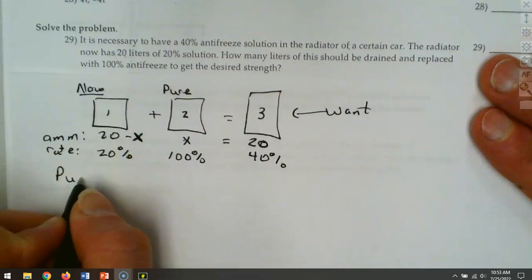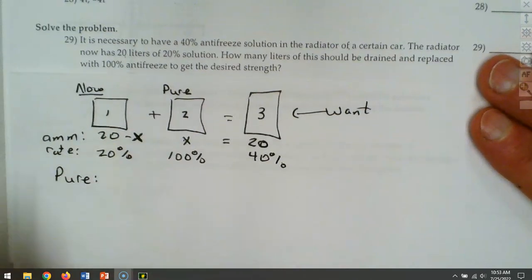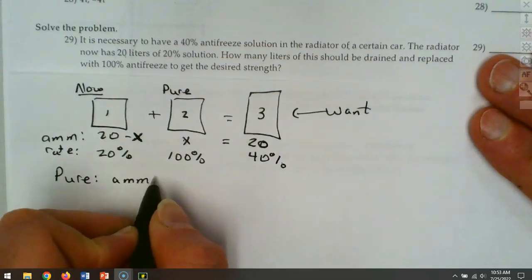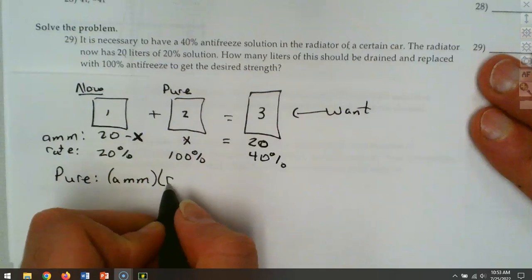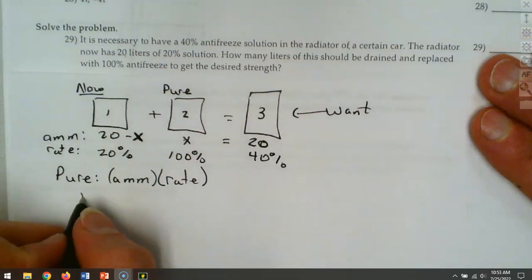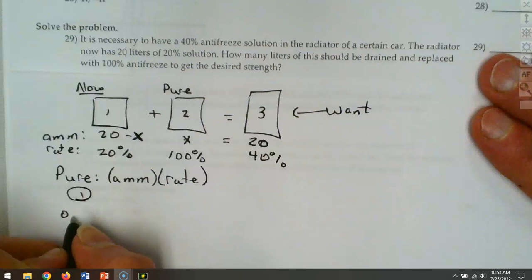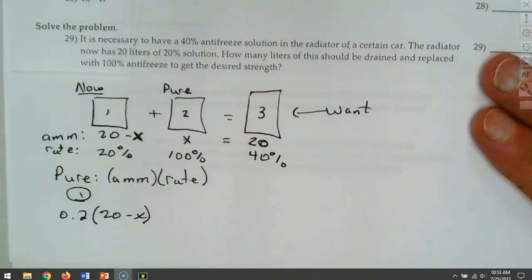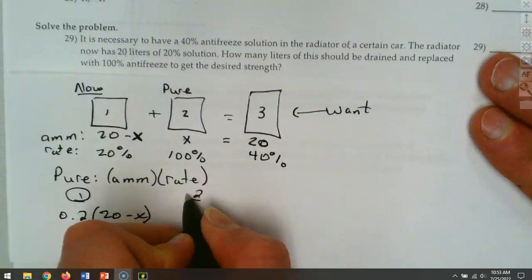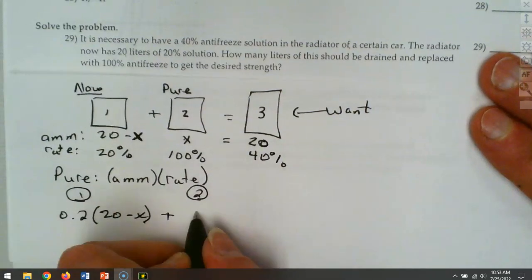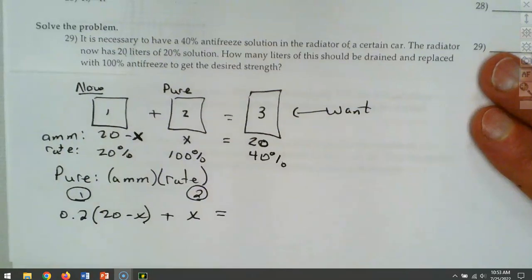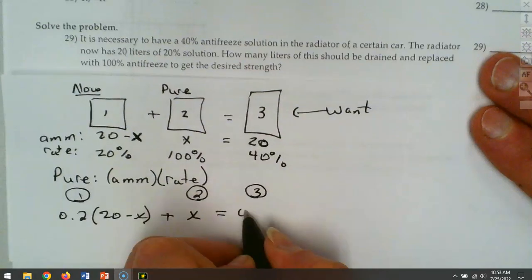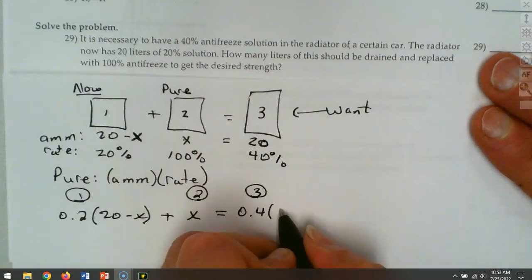Now we'll write our equation out for the pure. I'm not going to solve this one because you've got it worked out already. Your pure is the amount times the percentage rate. And so the first one, it's 0.2 times 20 minus x. The second one is pure, 100%, so that's 1, just an x there. And then the third part is 0.4 for 40% times your 20.